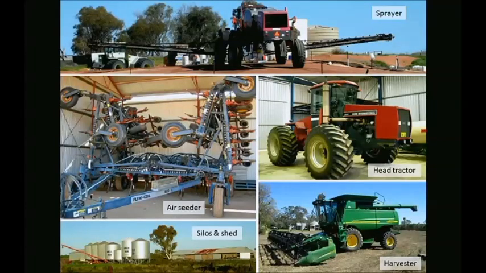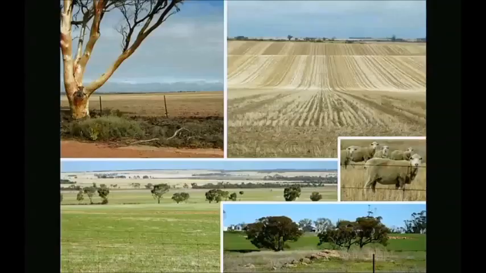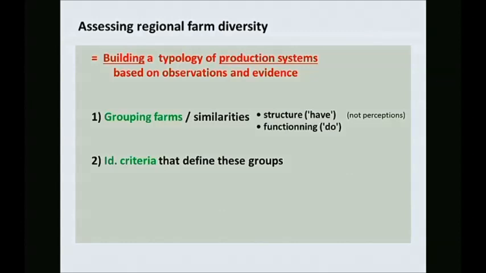Same for visitors, this is what the equipment looks like. Very, very big machine, very mechanized. And this is the type of landscape that we're working with. Very open. So, assessing regional farm diversity, so the diversity of farming systems within this region. What does it mean here? Because it can mean different things.